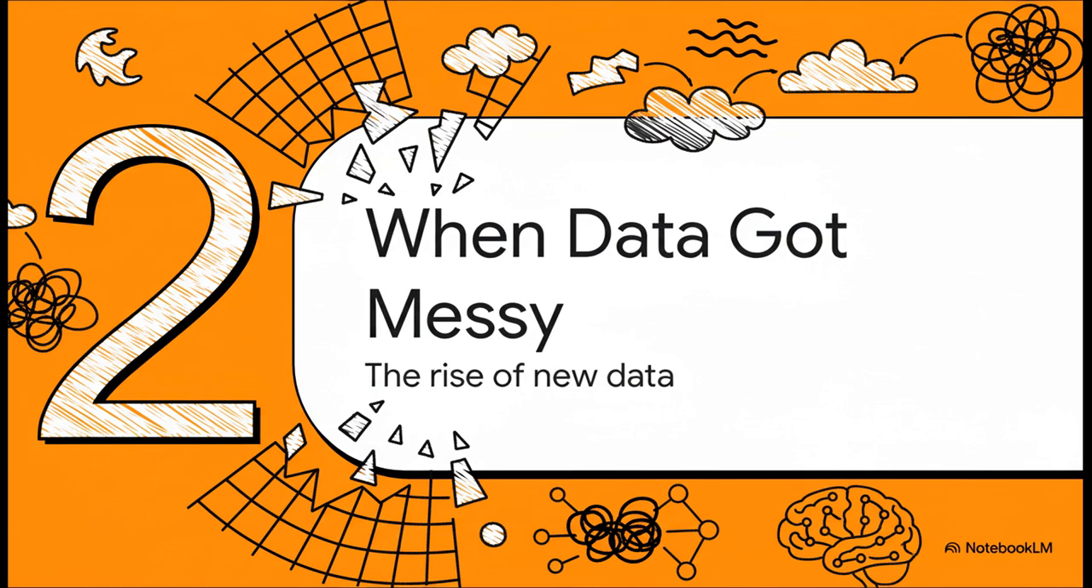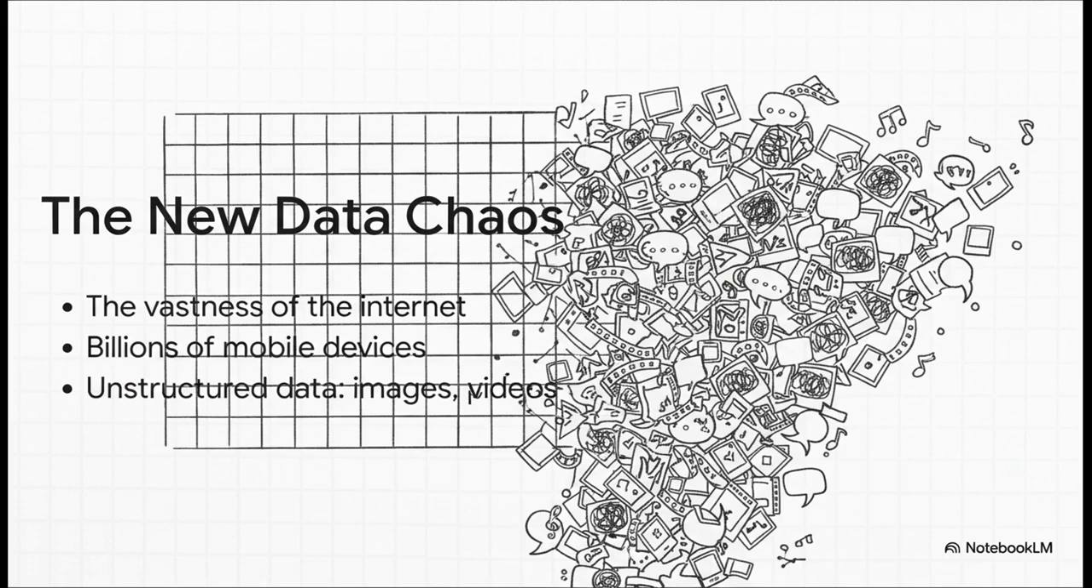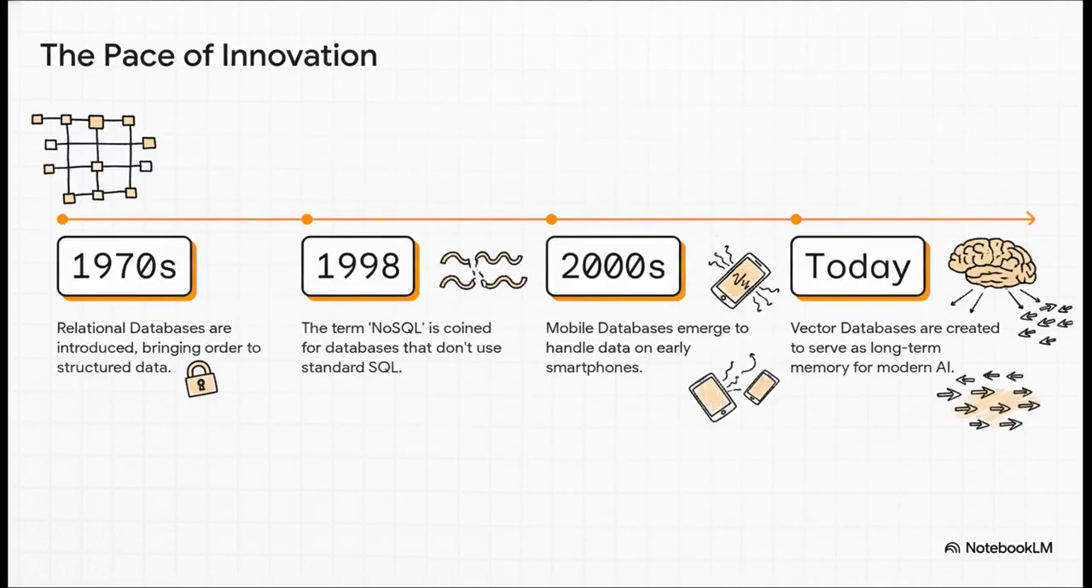But then, the world changed. The internet happened. Mobile phones happened. And those beautiful, clean, orderly tables, well, they started to crack under the pressure of all this new, wild data. All of a sudden, we were hit by a tidal wave of messy, unstructured data. We're talking photos, videos, social media posts, the whole shebang. And you just can't force a cat video into the neat little rows and columns of the old system. It just doesn't fit.